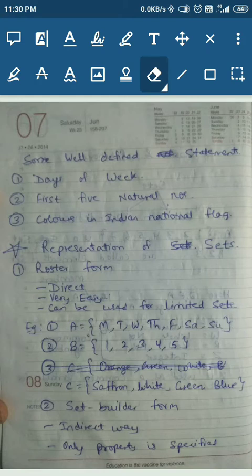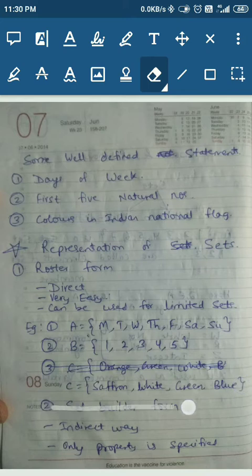I've taken set B for the second example, that is first five natural numbers. So first five natural numbers are 1 2 3 4 5. So you can easily read and see that it is a direct way of saying. The third one is colors in the national flag. Similarly, saffron, white, green, and blue.